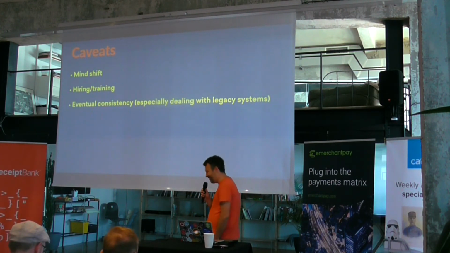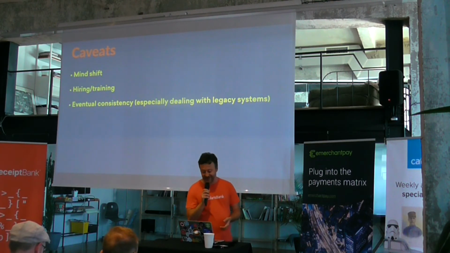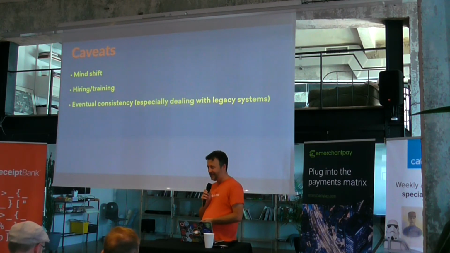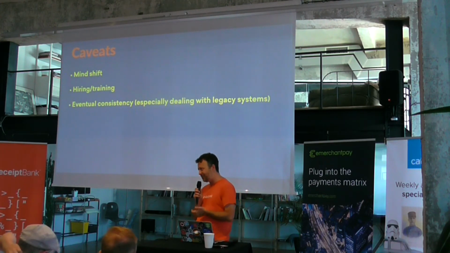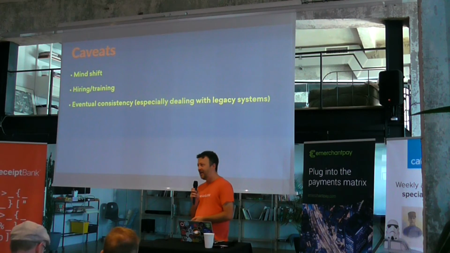And while eventual consistency is a nice thing, and it's not a bad word, when dealing with legacy systems or third-party systems, this can sometimes be challenging if the third-party systems are not idempotent, which they rarely are.